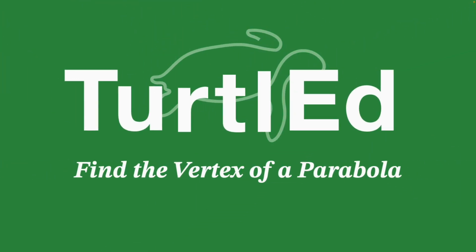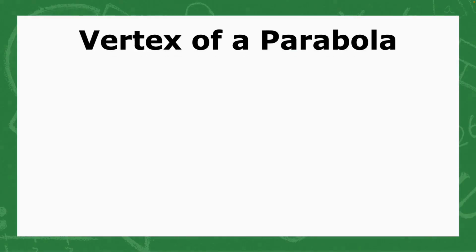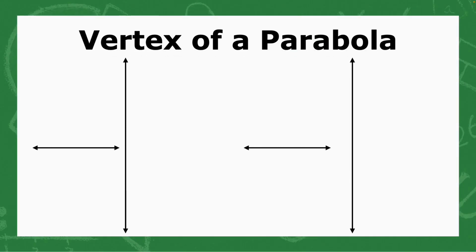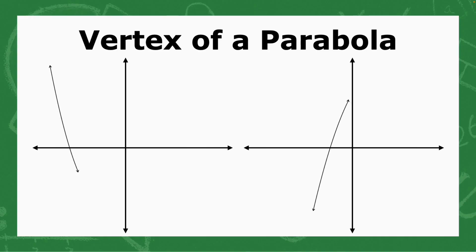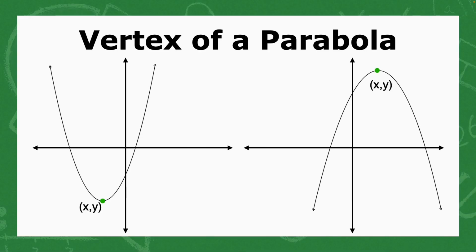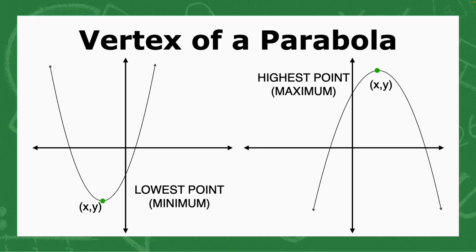In this video, we're going to talk about how to find the vertex of a parabola. Now, when I'm talking about a parabola, I'm talking about a graph that, when you plot its coordinate pairs, is going to make a shape that looks like a U. On this graph on the left, we see that the vertex highlighted in green is going to be the lowest point of that parabola. And on the right, it's the highest point, or the maximum value of the parabola.